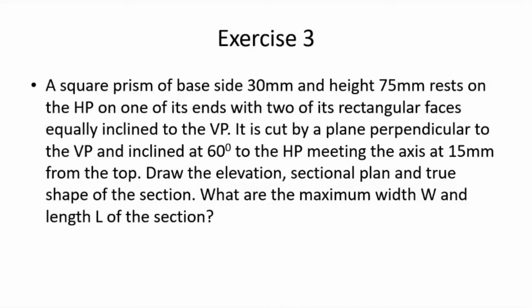So in this case, the section plane is inclined at 60 degree to the HP, meeting the axis at 15 millimeter from the top. The section plane is meeting the axis at a distance of 15 millimeter from the top of the square prism. So now what we have to do is draw the elevation, the sectional plan and the true shape of the section. All these three things we have to find out. Then what are the maximum width and maximum length of the section? So now let's see how it is being drawn.